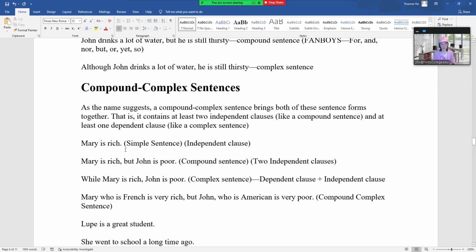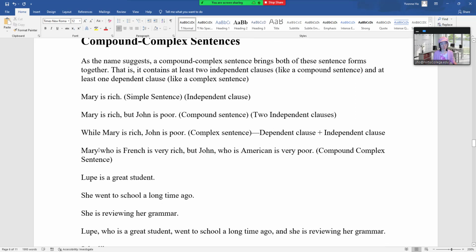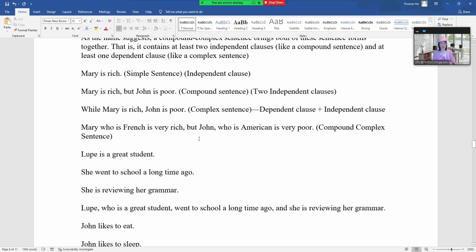Mary is rich. That's a simple sentence. Mary is rich, but John is poor. That's a compound sentence. While Mary is rich, John is poor. That's a complex sentence. So if I combine all of them to create a compound complex sentence, I would have: Mary, who is French, is very rich, but John, who is American, is very poor. And this is great parallelism, because I have Mary.